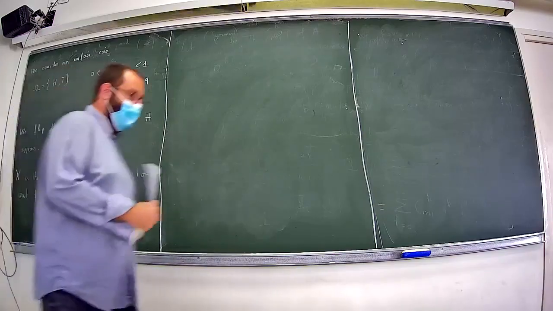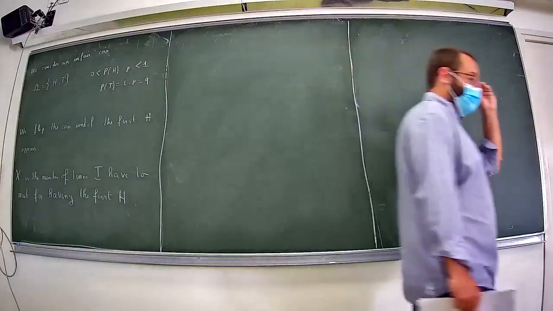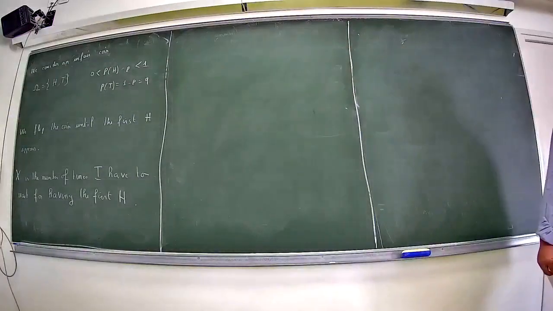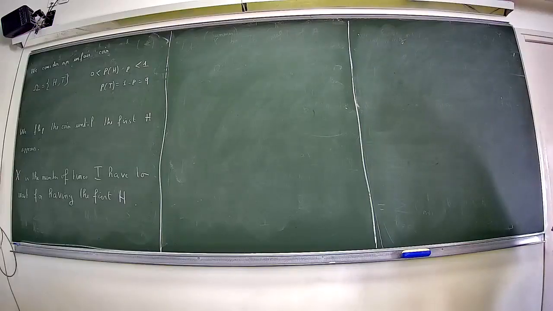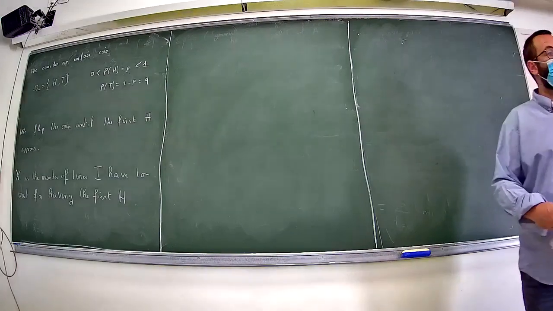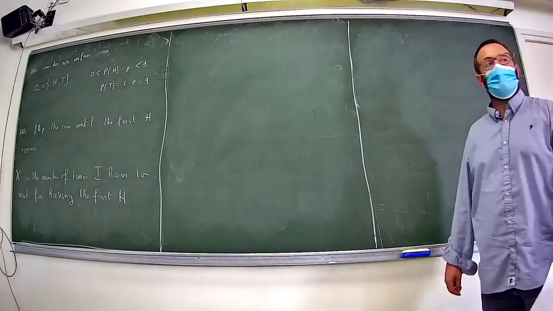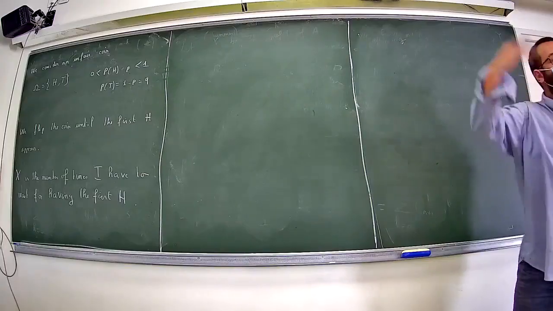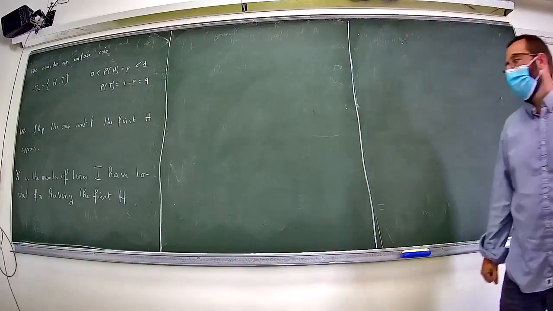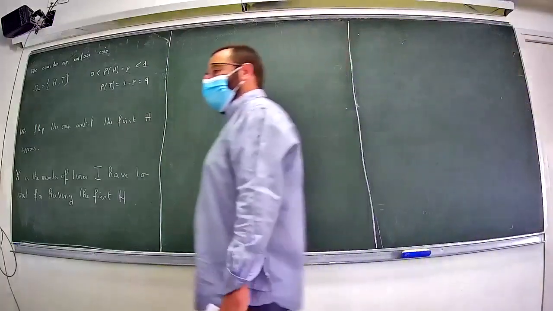Okay? So x is just the number of times I have to flip before having the first head. It means that if x is equal to 1, I obtain head directly on the first toss. If x is equal to 2, it means that I have obtained tail and head. If x is equal to 3, tail, tail, head, and so on.